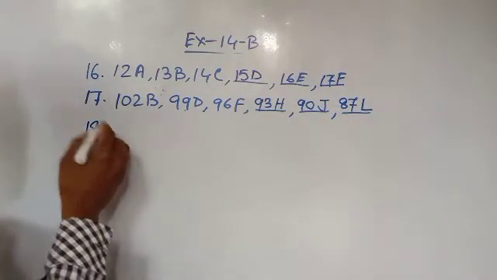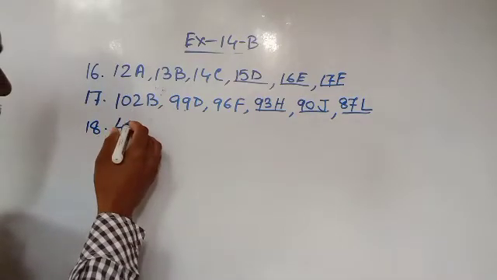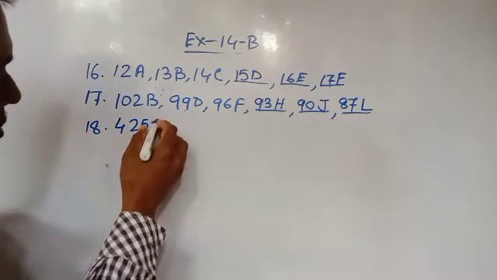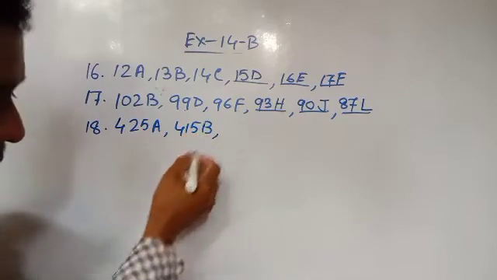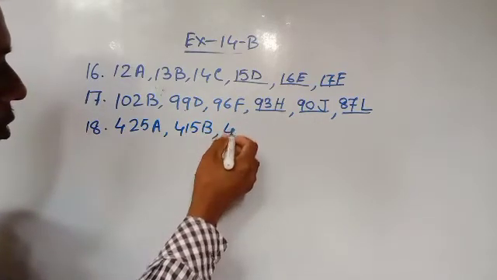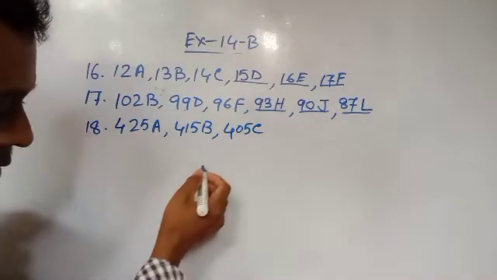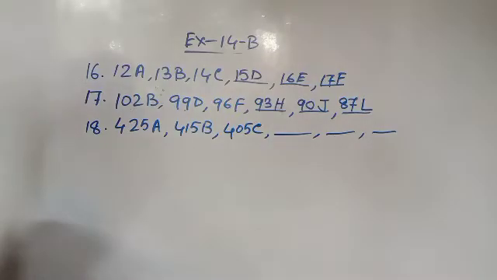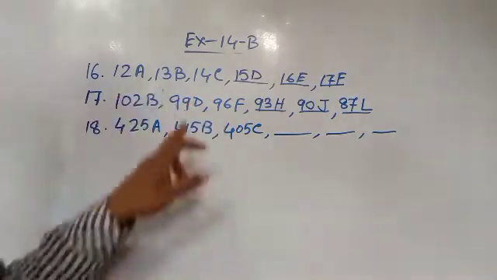Next one, number 18. Which way have they given? 425A, 415B, 405C. Then next three terms you have to write. Listen, in the book here it is given 99B, but it will be D. One mistake is there.